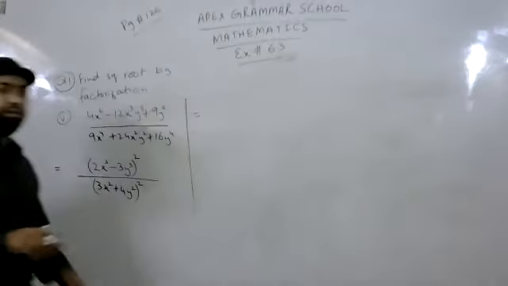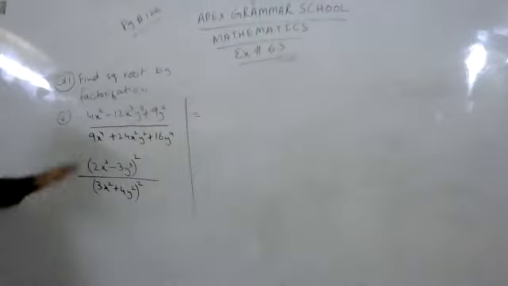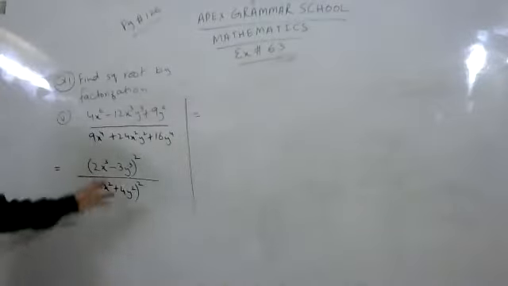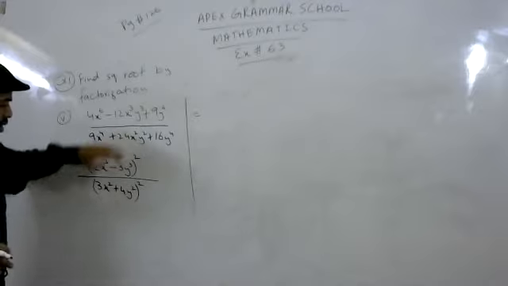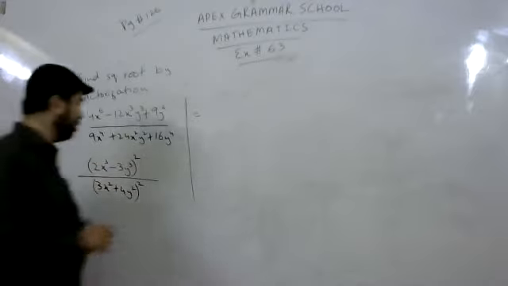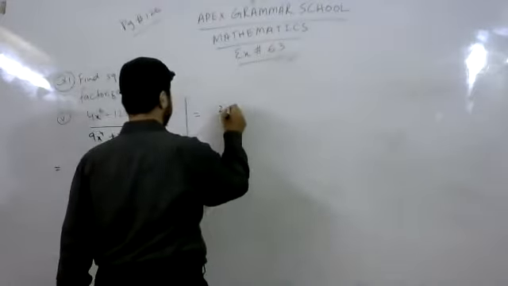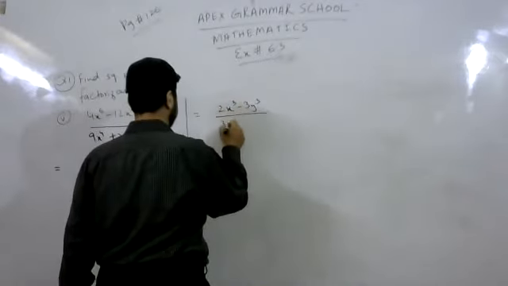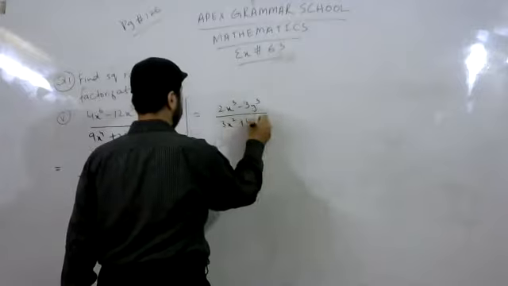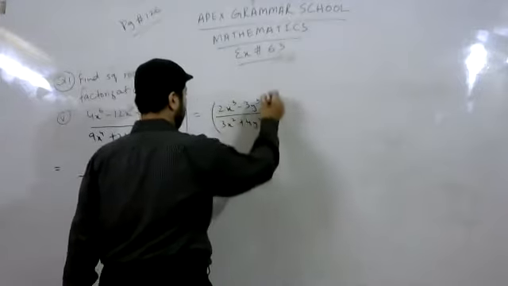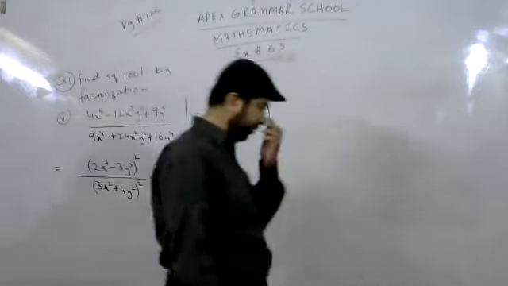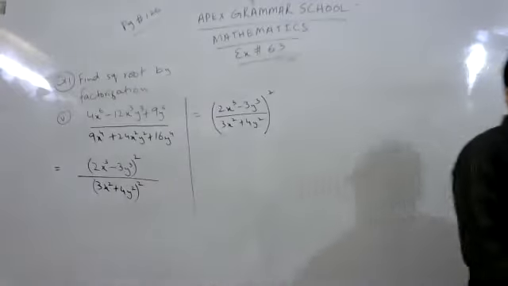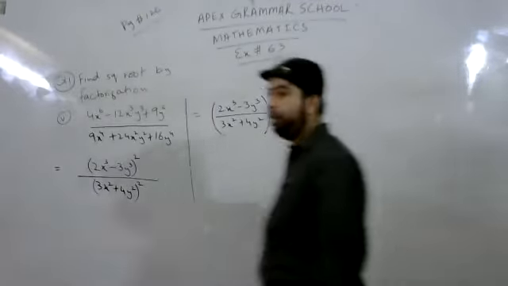Either you can make a complete square within a fraction, because the whole square is on it and on the denominator. That is (2x cubed minus 3y cubed) over (3x square plus 4y square), whole square. So we need to find the square root.